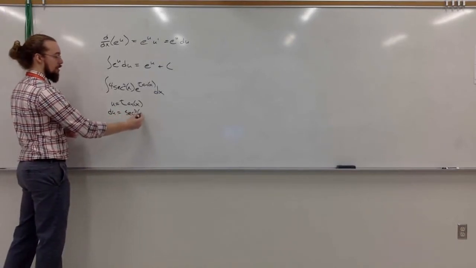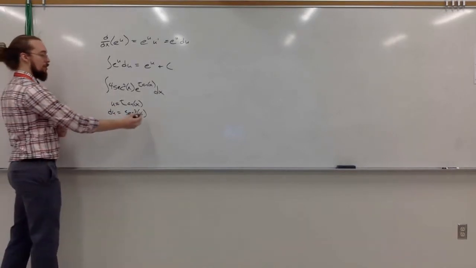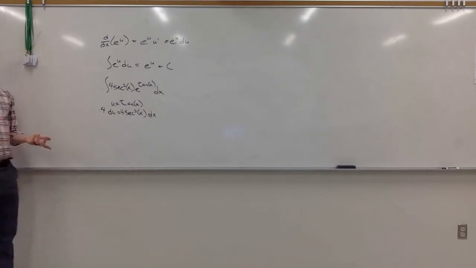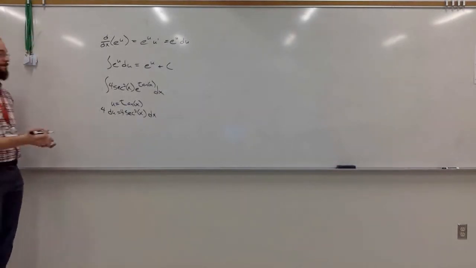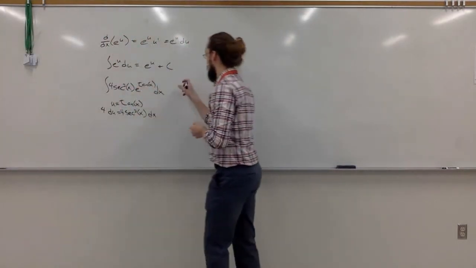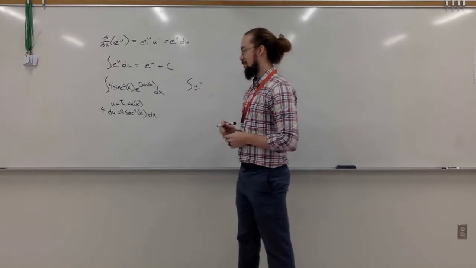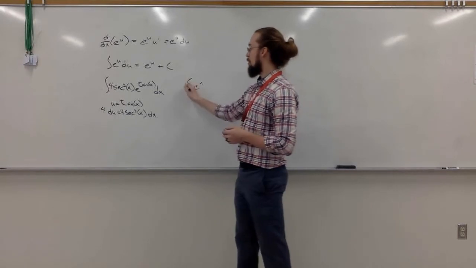Secant squared. But I want it to be 4 secant squared. Multiply it by 4. So now we can do our u substitution. So we would just end up with the integral of e to the u times 4 du.